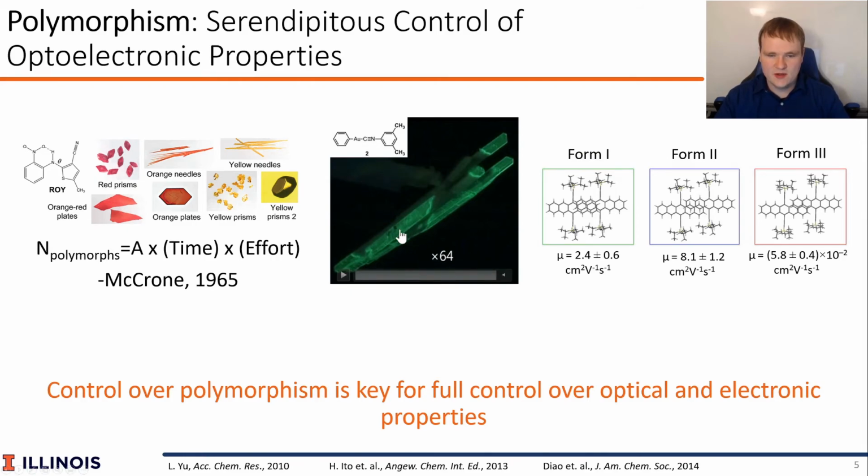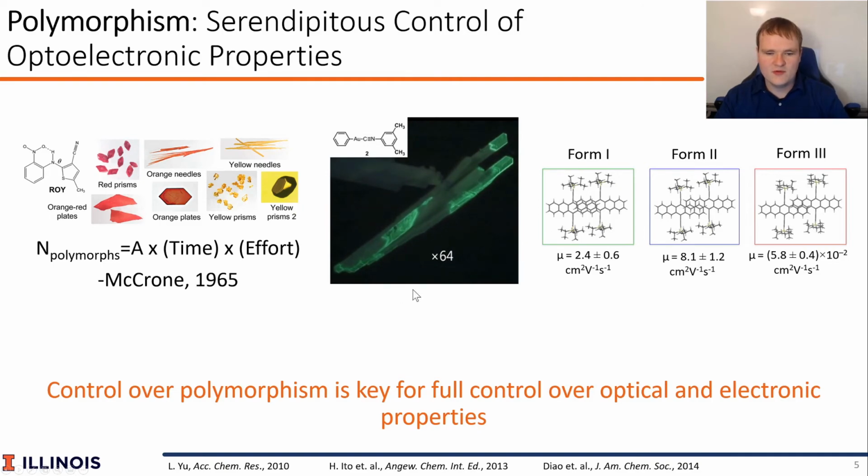In this system here, under UV light, these crystals will emit green. However, once we go through a polymorphic phase transition, the new crystal structure quenches that emission. Similarly, in TIPS pentacene, which is a high-performing p-type semiconductor, we can tune the mobility, or how easily charges move through the material, by orders of magnitude, just by small changes in the molecular packing. So control over polymorphism is key for full control over the optical and electronic properties of these materials.